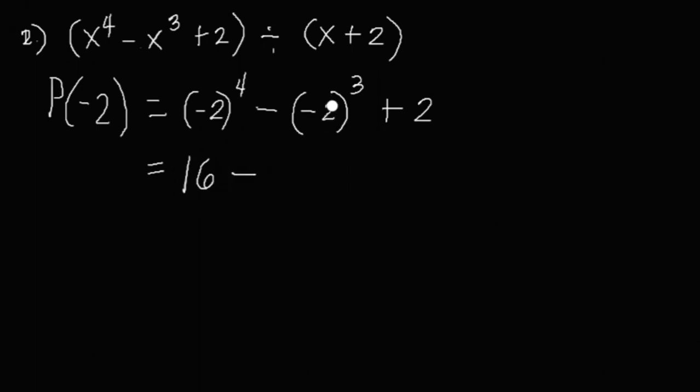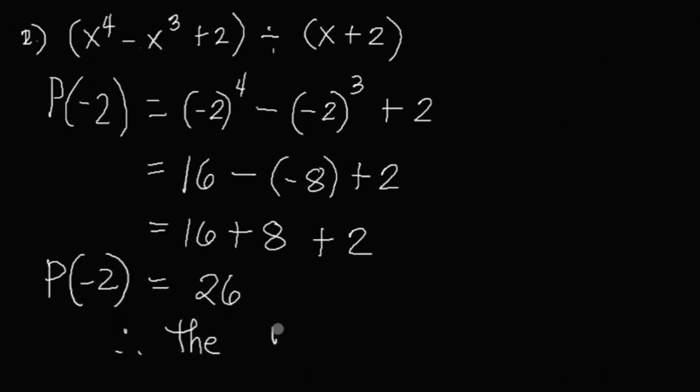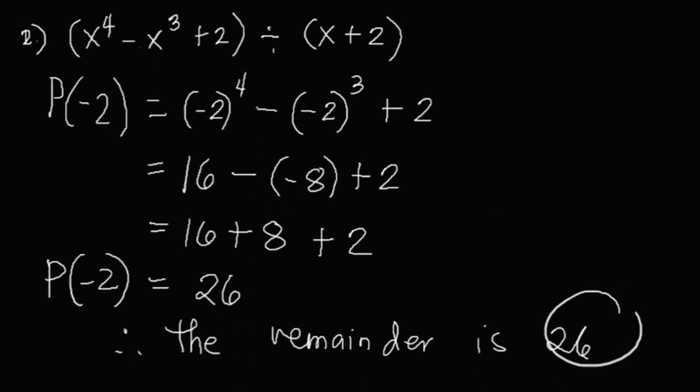Then, minus negative 2 raised to 3. That's negative 8. And then, plus 2. So, we have here 16, negative and negative, that will be positive 8. Then plus 2. So, what is 16 plus 8 plus 2? That's 26. So, meaning, P of negative 2 is 26. Therefore, the remainder is 26. Remainder is 26. Right. Now, let us have another example. Isa pa.